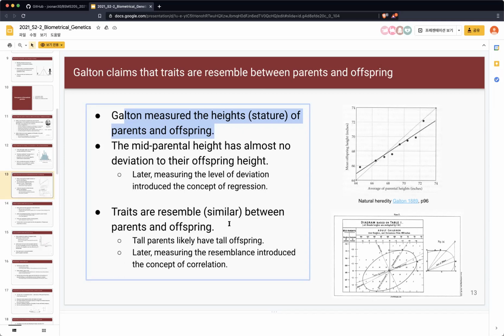So he tried to explain the concept using the lines he drew from this data set, and he tried to measure the deviation between his predictions, so between the parents and children. And he explained that there is almost no deviation between parent and child pairs. That means that height is heritable between generations, right? As I mentioned, the traits resemble each other between parents and offspring. The tall parents likely have tall offspring, and that ultimately introduced the concept of correlation, because these two things are quite similar to each other.